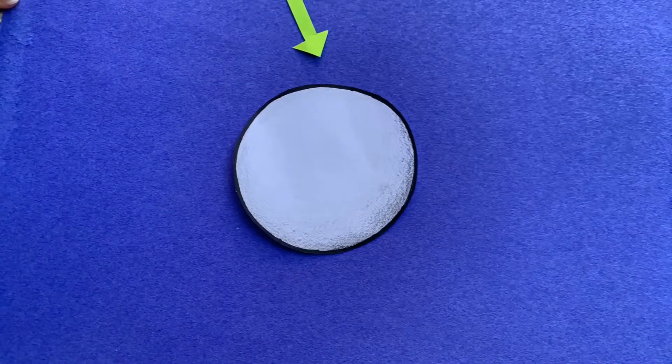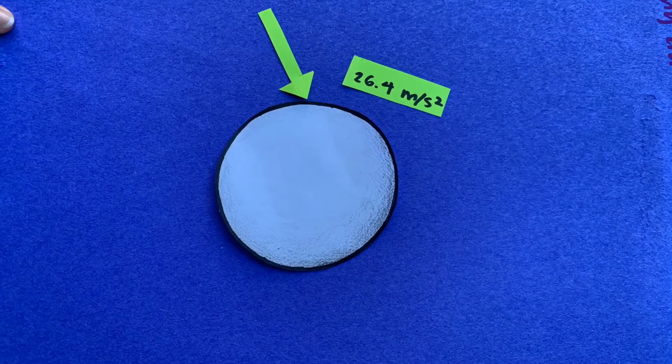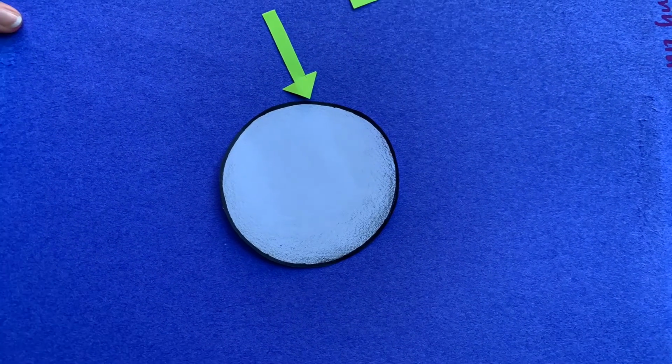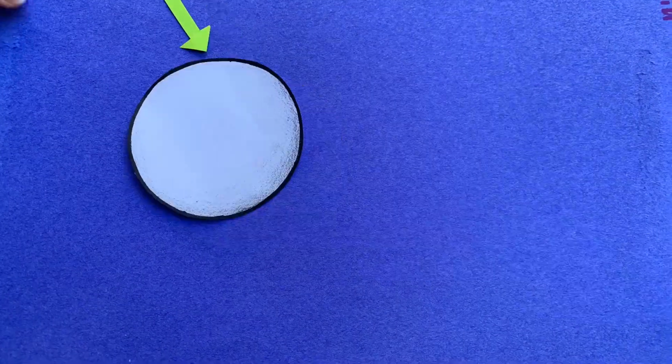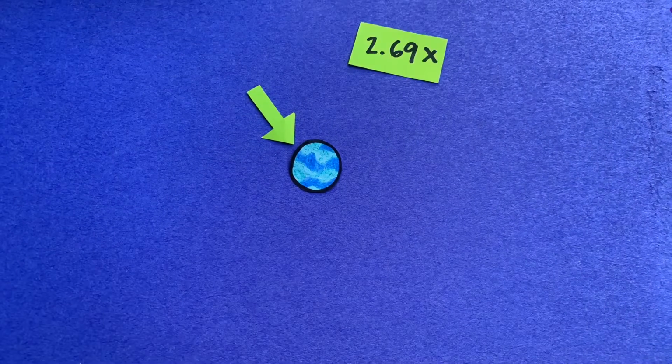XO-5b's gravitational acceleration is 26.4 meters per second squared. To get this result, you apply the equation g_XO-5b equals big G times the mass of the planet, all over the radius of XO-5b squared. Compared to the gravitational acceleration of the Earth, XO-5b's is about 2.69 times greater.